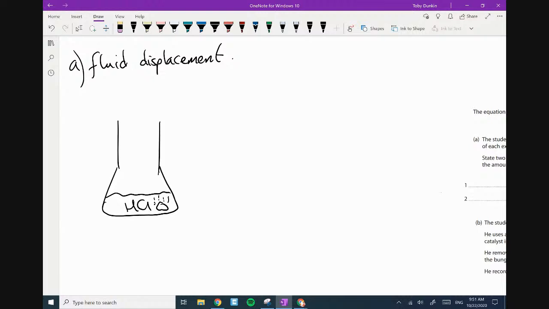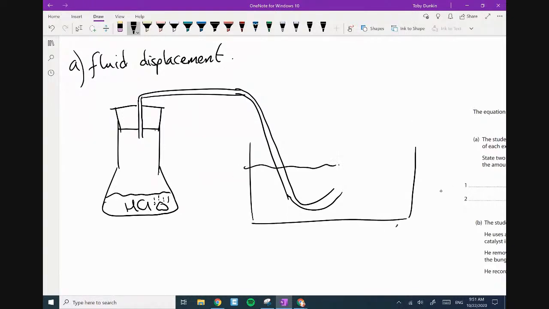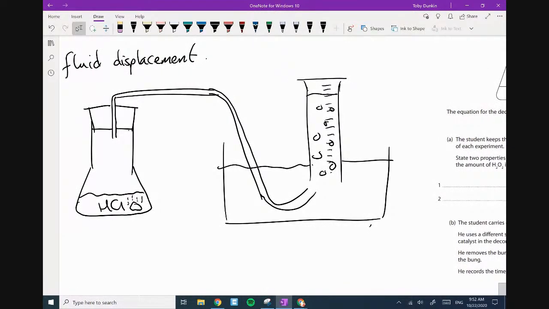Then I'm going to seal it with a bung, and then I'm going to collect the gas underwater. Do the best I can. There we go. So now I'm going to collect this underwater. My trough's going to leak. Measuring cylinder. And I'm going to collect the gas underneath the measuring cylinder. Now, they've done these diagrams so many times, so that's the picture there.